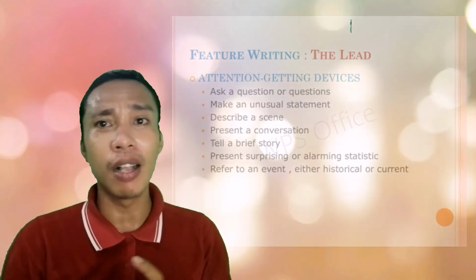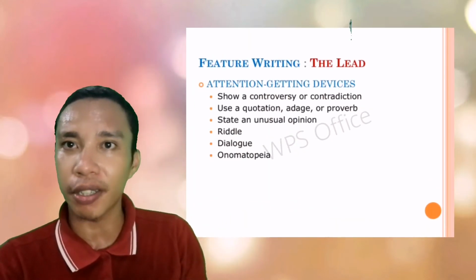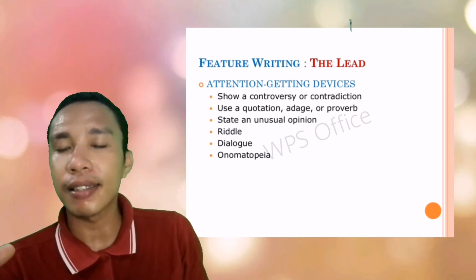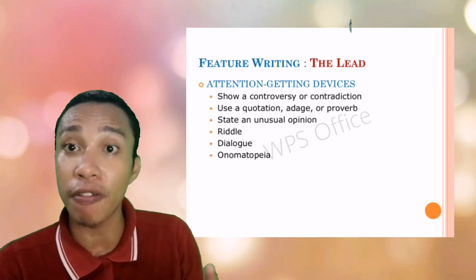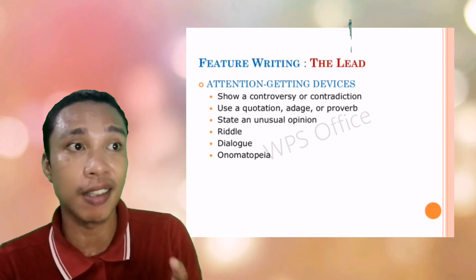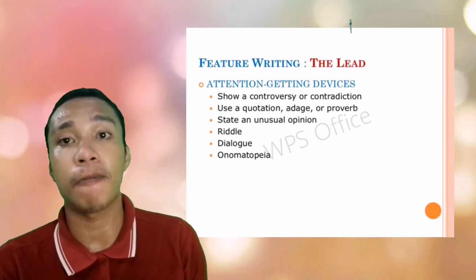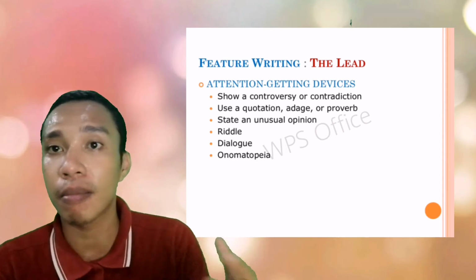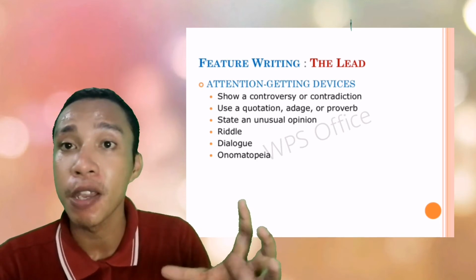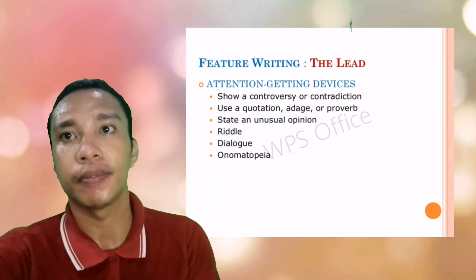Now you can also make use of a controversy or a contradiction or a conflict, no? As your attention-getting devices, you can use a quotation, an adage, or a proverb, no? The famous ones. You can also state an unusual opinion, a riddle, a dialogue, or an onomatopoeia. Onomatopoeia is a figure of speech that talks about sounds, no? So you can add that because it could actually get the attention of your readers.